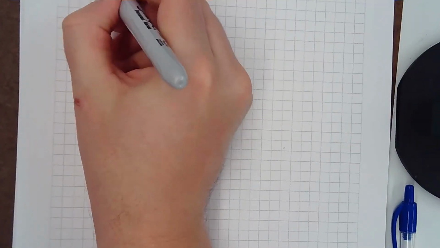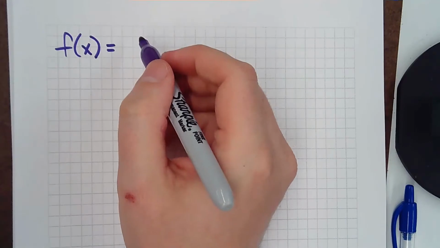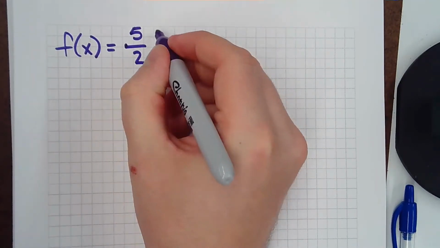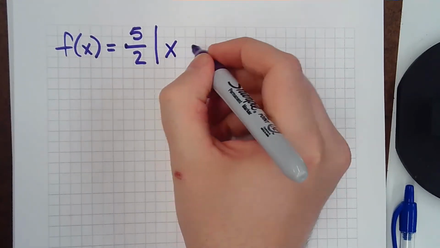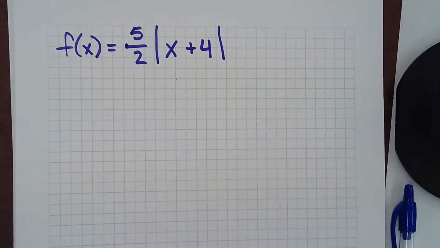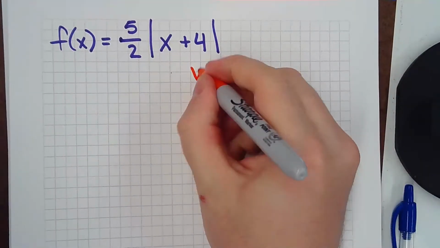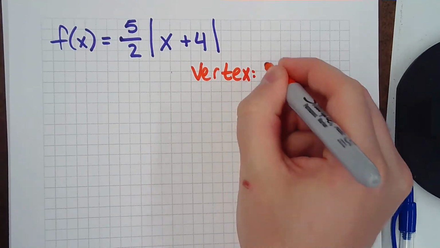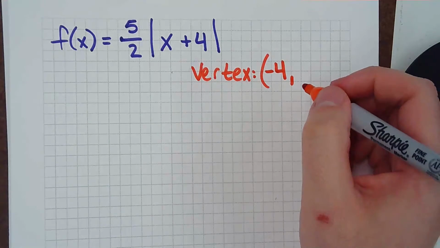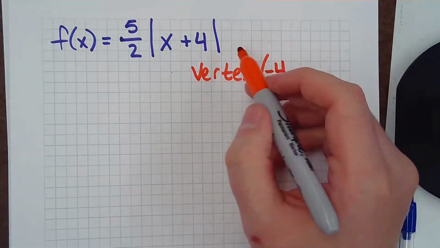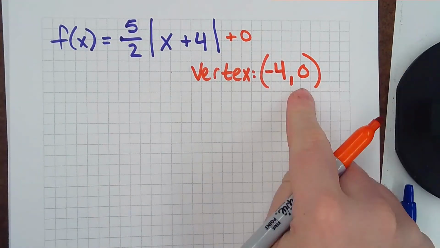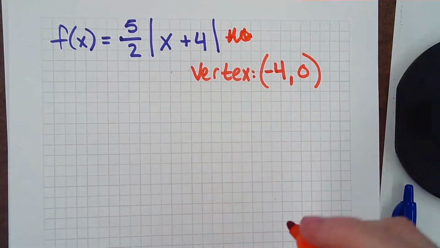I'm going to give you f of x equals, let's do 5 halves absolute value of x plus 4, and with nothing on the side. Okay, so our vertex is going to be this guy with the sign change, -4, and then a 0 is here, right? There's really a hidden plus 0. So 0 is what we have for our k. There's nothing for our k. So that's our vertex.